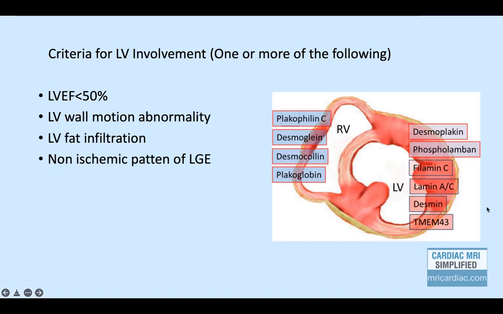However, there are common genes involving both the ventricles. So it is always that along with right ventricular involvement, there could be some left ventricular involvement as well.